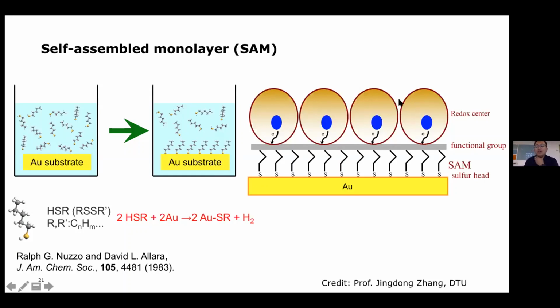And then we can somehow tune the orientation of a redox enzyme. For example, this is an enzyme, and if its surface matches the functional group of the SAM, then it will show some preferred orientation. And then we can get the direct electron transfer between the redox center to the gold electrode surface.